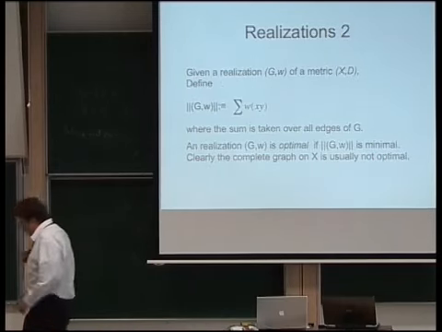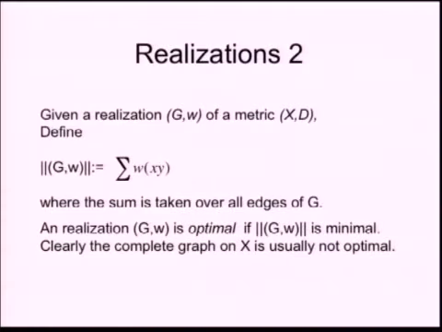Now what you would like to do is take the realization with minimal number, where you sum over all. Suppose you have a realization, then you can look at the sum of the weights of the edges, and you want to take that sum as minimal over all realizations of your metric. This sounds like a good thing to do.